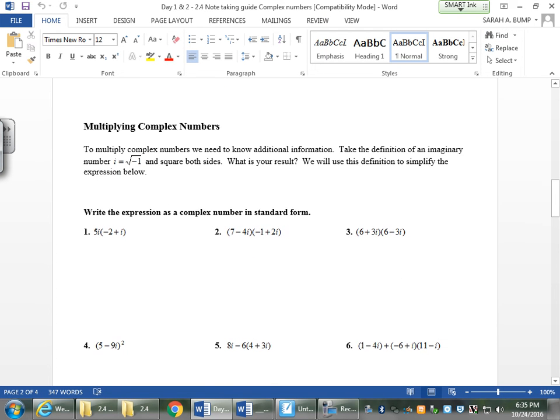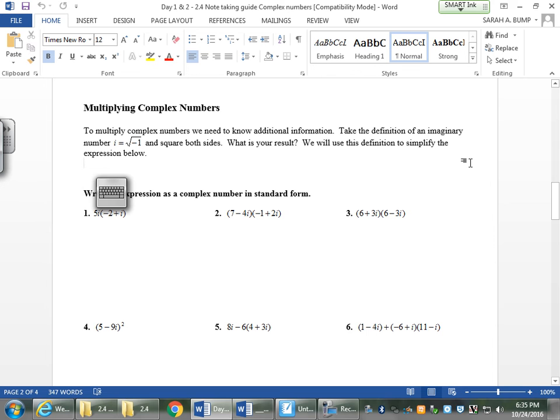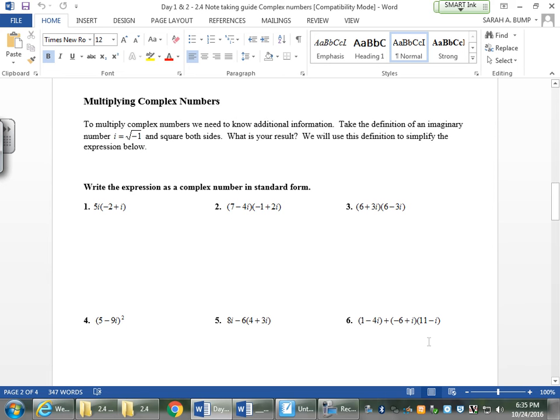There's one new fact that we need to know when it comes to multiplying. So we're going to take the definition of the imaginary number, which was i equals the square root of negative 1, and we're going to square both sides. So I'm just going to rewrite it down here. It's going to give us another fact that we're about to use. So I'm going to square the left, square the right. That's going to give us i squared equals the right side. Squaring and square rooting are inverse operations, so they cancel, and you're just left with negative 1.